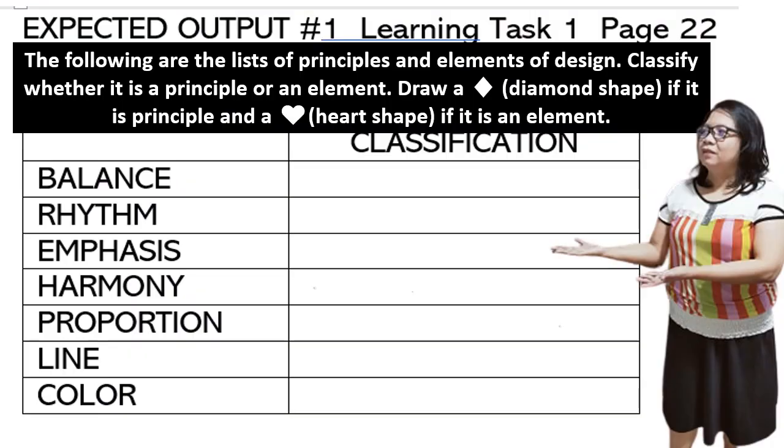Get your activity sheet or answer sheet and look for expected output number 1. That is learning task 1 that can be found in your learning module on page 22. Here are the directions. The following are the lists of principles and elements of design. Classify whether it is a principle or an element. Draw a diamond shape if it is a principle and a heart shape if it is an element.